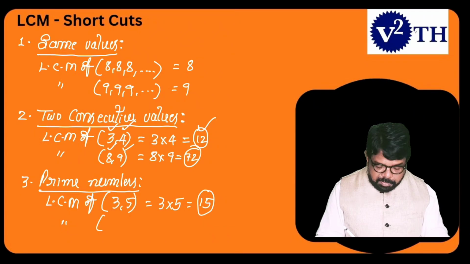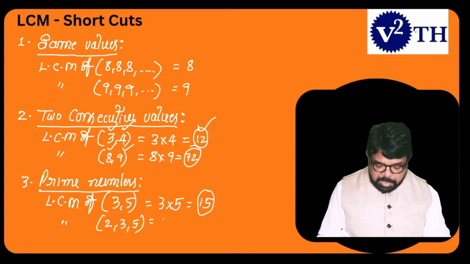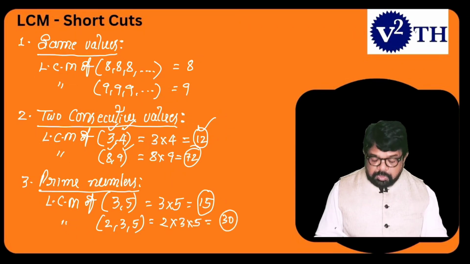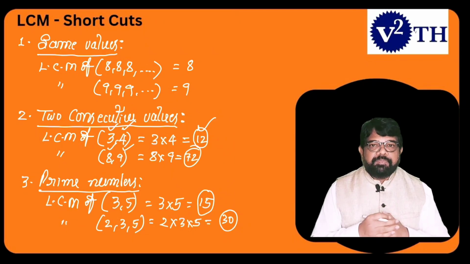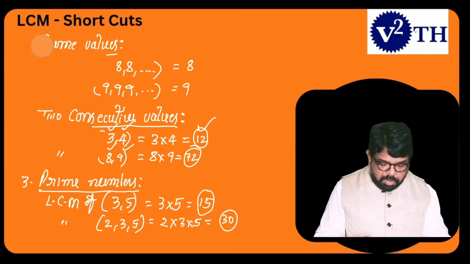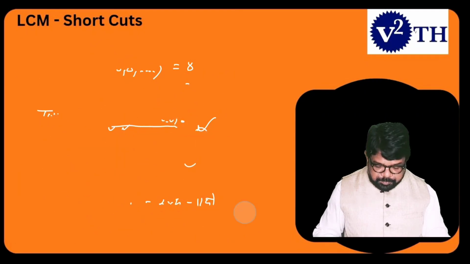Suppose what is the LCM of 2, 3, 5? All are prime numbers. Simply their product, 2 into 3 into 5. 2 into 3 is 6, and 6 into 5 is 30. So 30 is the LCM. Understood? Some more shortcuts are there, I will explain.